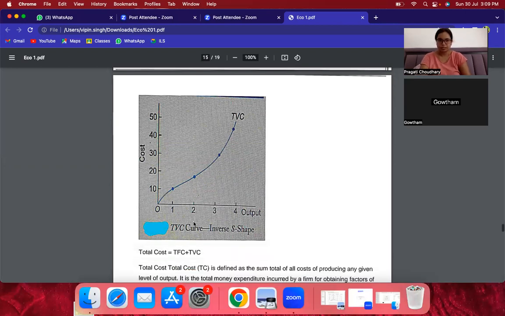See here. TVC will start from the origin. TFC will never start from the origin. TFC, TVC, and TC, these three come up. One is TC, one is TVC, one is TFC. ठीक है. So TC और TFC कभी भी ओरिजिन से स्टार्ट नहीं होगा.